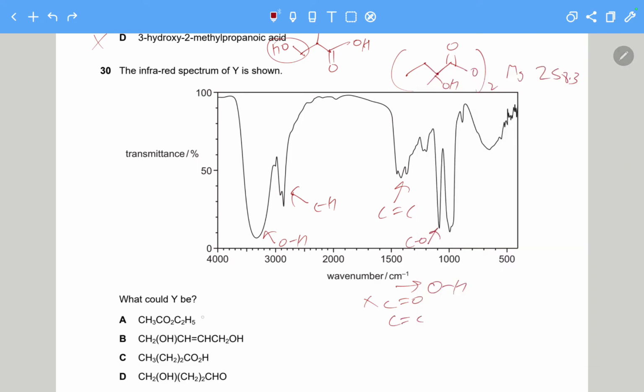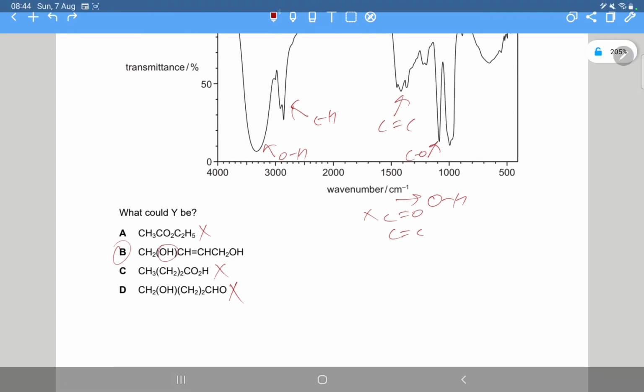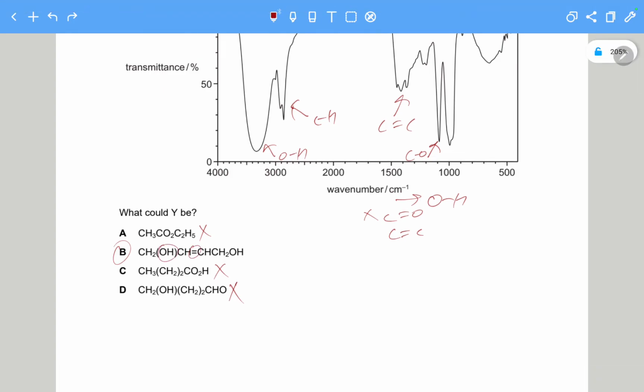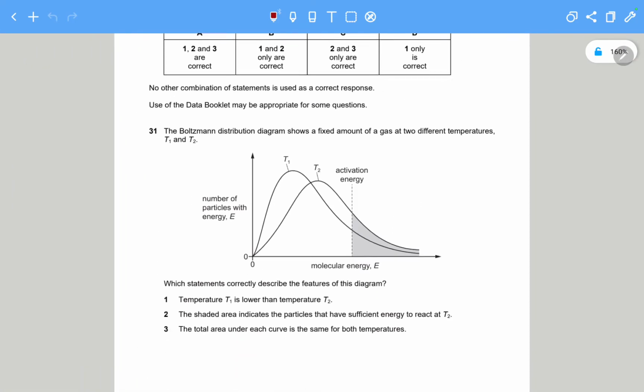So we can rule out A because it's an ester, and therefore it cannot be the answer. We can rule out C because it's a carboxylic acid. Again, it has a C=O double bond. We cannot have that. We can rule out D as well because of the C=O double bond. Again, we can't have that because it's not there in the spectrum. So B is the answer, and it should be the answer because it has an OH group and it has a carbon-carbon double bond. So now we move on to section B, question 31.